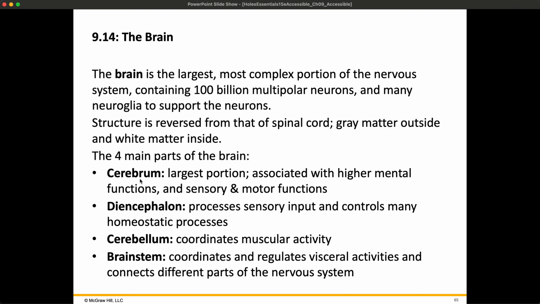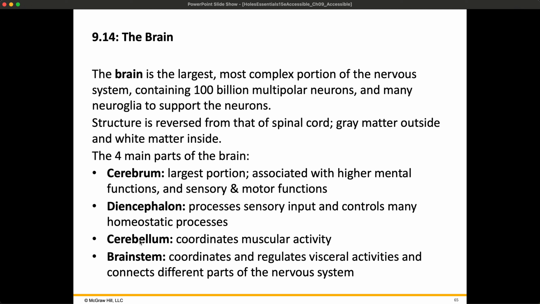So that's all myelinated. The brain is divided into 4 major regions. Cerebrum: that's what you probably think of when you think of your brain, with all those folds and the lobes. It has higher mental thinking, sensory and motor functions. The diencephalon is deeper inside the brain. It has a lot of sensory input, a lot of homeostatic or autonomic processes, memories, emotions, those types of things.